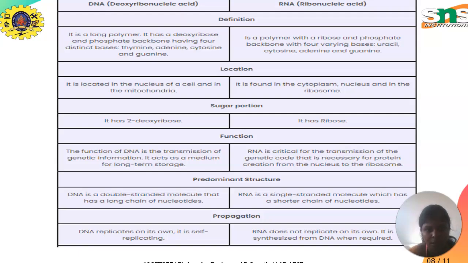DNA is self-replicating. RNA is found in the cytoplasm, nucleus and ribosome. RNA is critical for the transmission of the genetic code necessary for protein creation from the nucleus to the ribosome. RNA is a single-stranded molecule with a shorter chain of nucleotides. RNA does not replicate. It is synthesized from DNA when it is required.